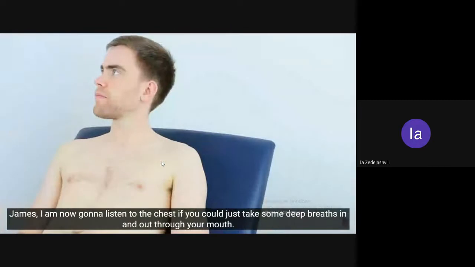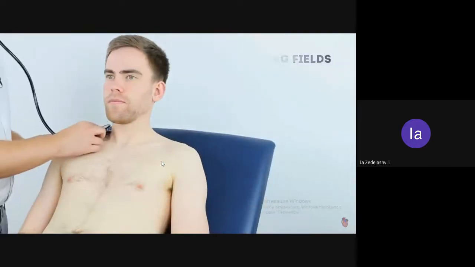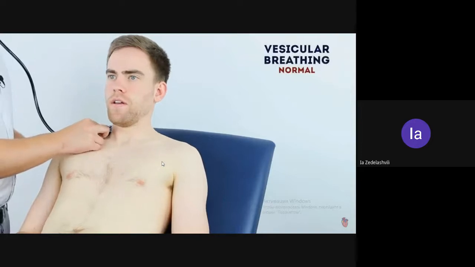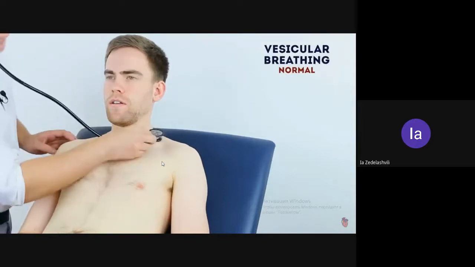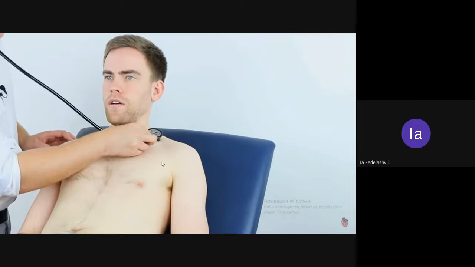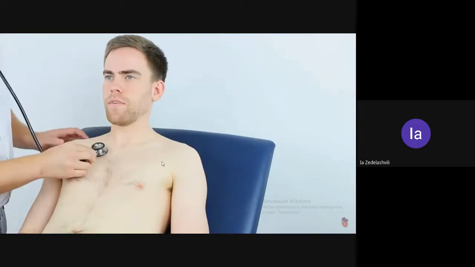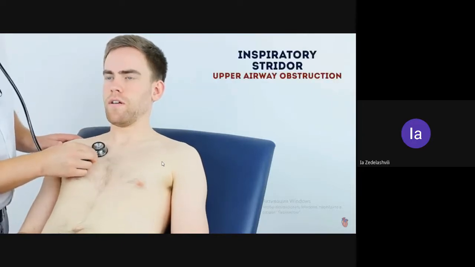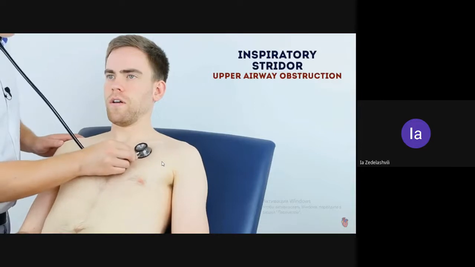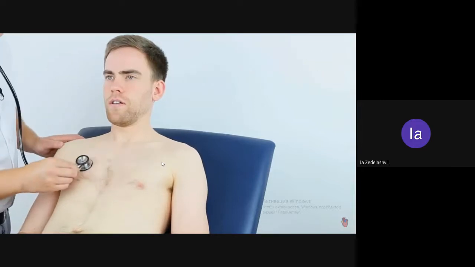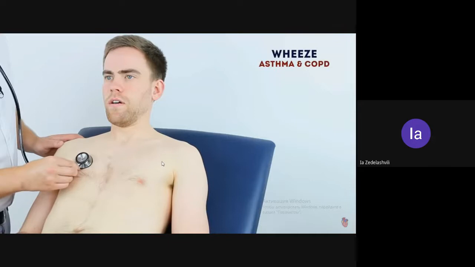James, I'm now going to listen to the chest. You can just take some deep breaths in and out through your mouth. Apex is so close that he took the bell, not the diaphragm. For other parts, he used the diaphragm, which increases sound from the lung.